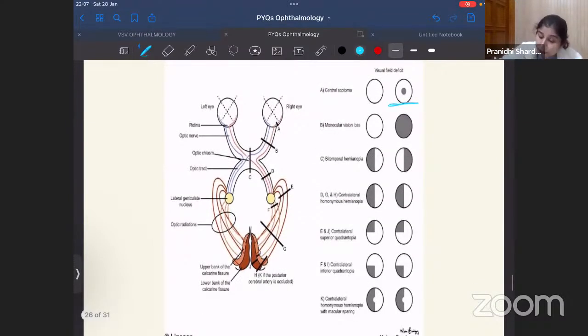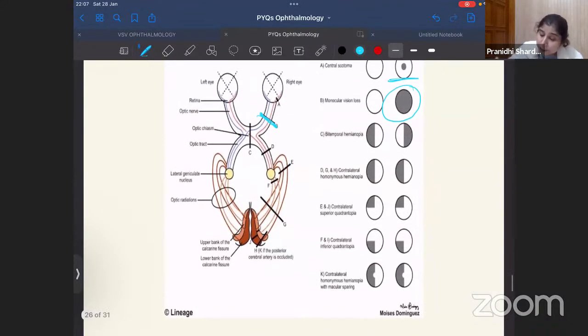Next is the optic nerve. Whenever there is a lesion of the optic nerve, one eye will be involved, because the chiasma has not happened yet. The fibers have not gone to the other side. So it will be affection of one eye only. Okay, the total loss of vision in one eye.